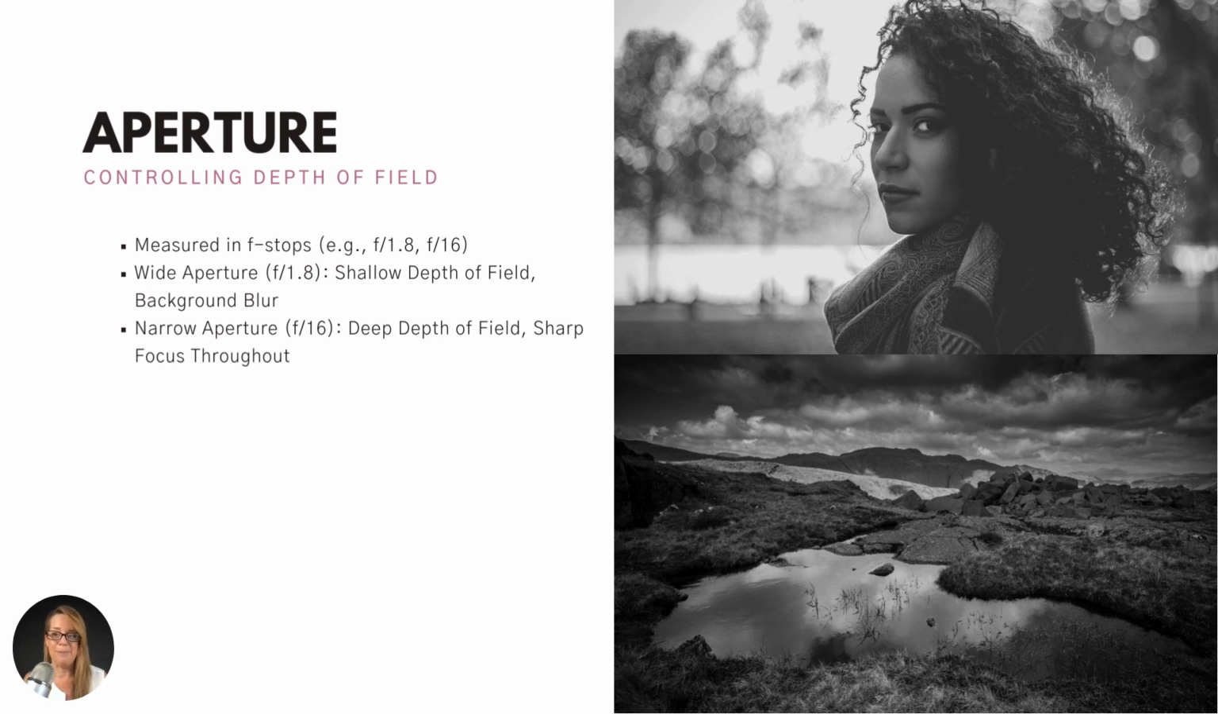So first off, aperture. Aperture is the opening in your lens that controls how much light enters the camera, and it's measured in f-stops. Now, a wide aperture like f1.8 creates a shallow depth of field, which is perfect for portraits where you want to get that nice blurry background. On the other hand, a narrow aperture like f16 gives you a deep depth of field, which is great for landscapes where you really want everything front and back to be in focus.